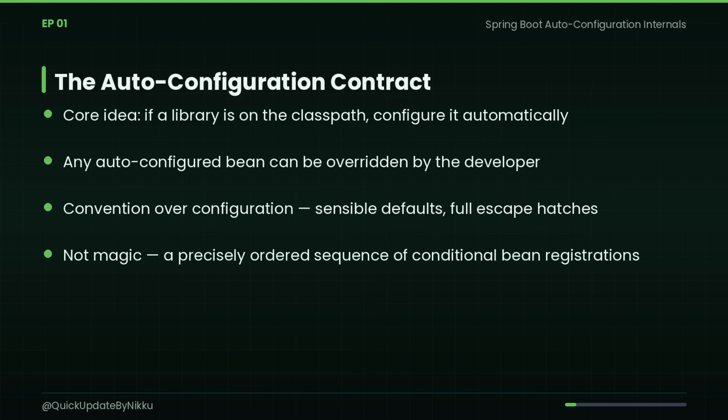The entire contract can be stated in two sentences. If a library is present on the classpath, Spring Boot will attempt to configure it with sensible defaults. If you provide your own bean of the same type, Boot steps aside and uses yours instead. That override mechanism is what makes auto-configuration safe to rely on in production code.